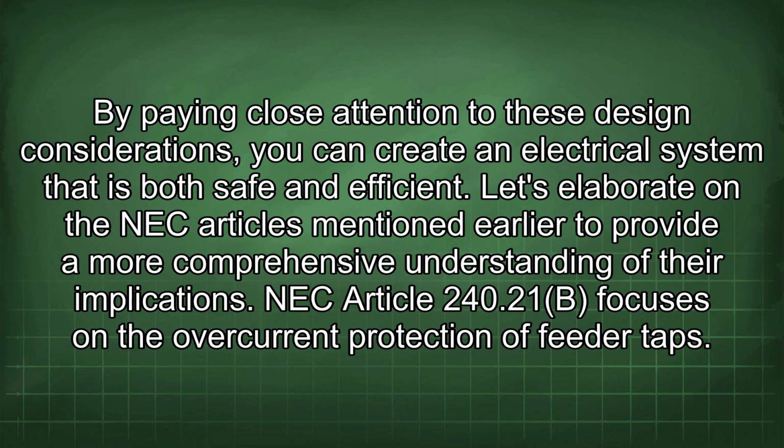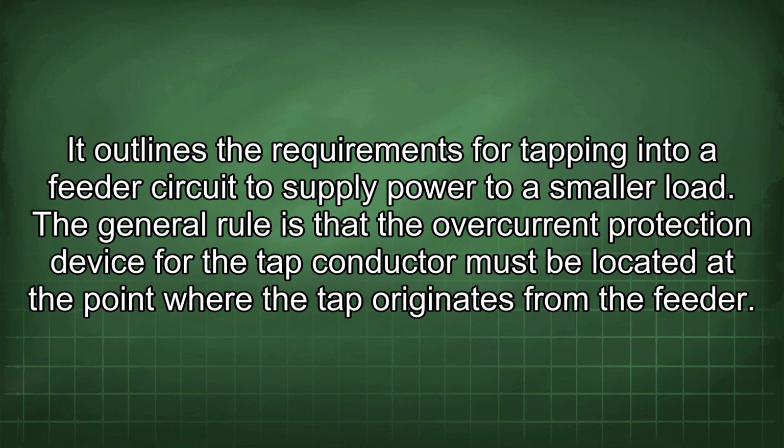NEC Article 240.21(B) focuses on the overcurrent protection of feeder taps. It outlines the requirements for tapping into a feeder circuit to supply power to a smaller load. The general rule is that the overcurrent protection device for the tap conductor must be located at the point where the tap originates from the feeder.